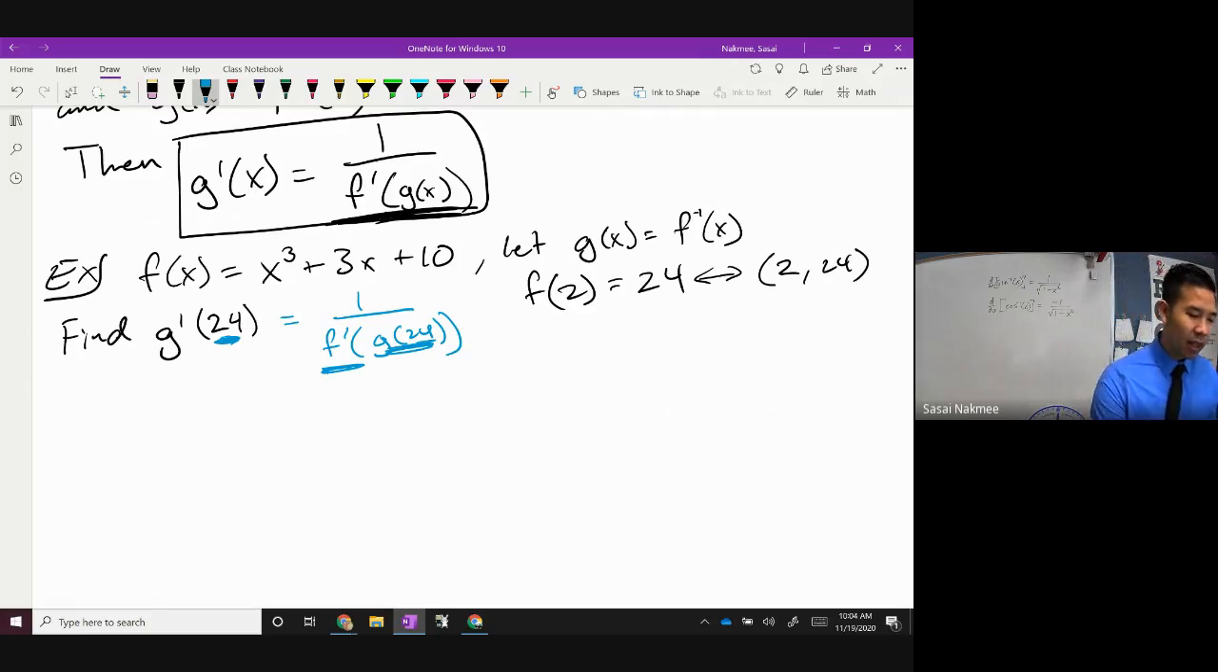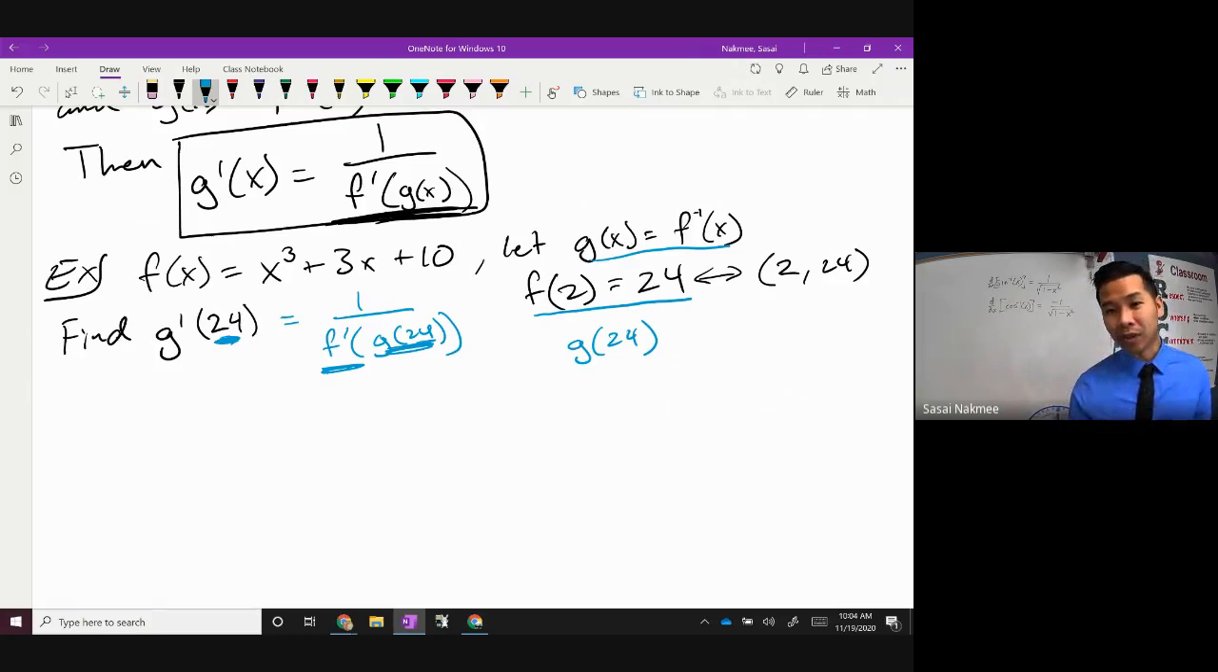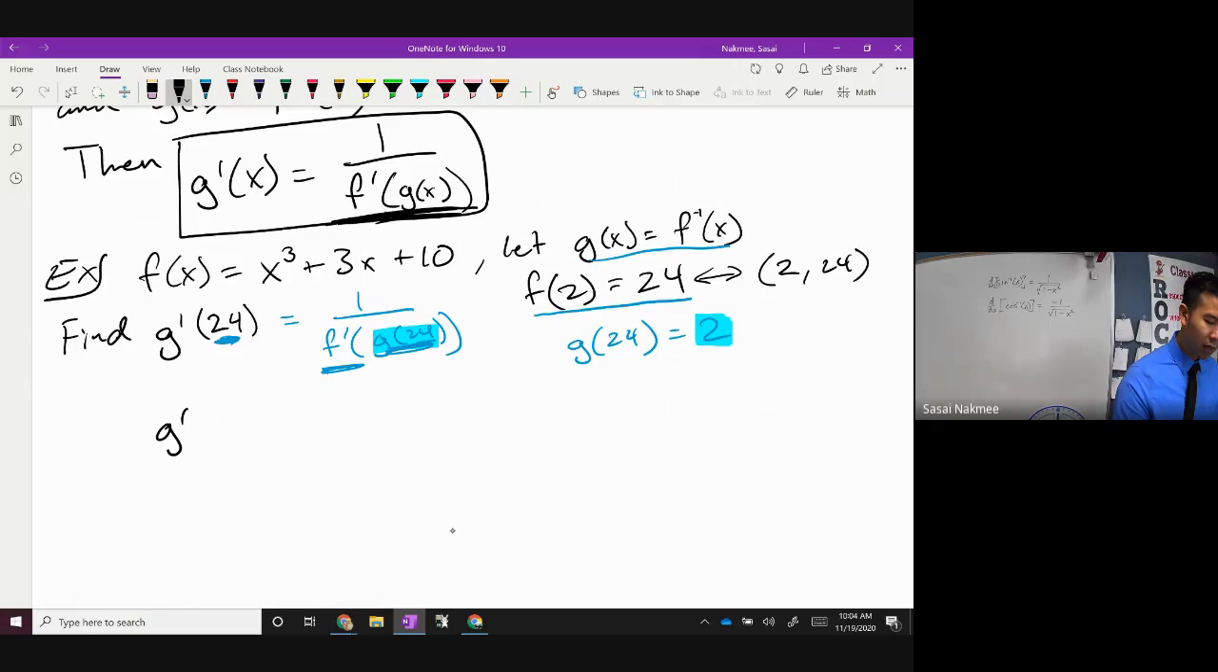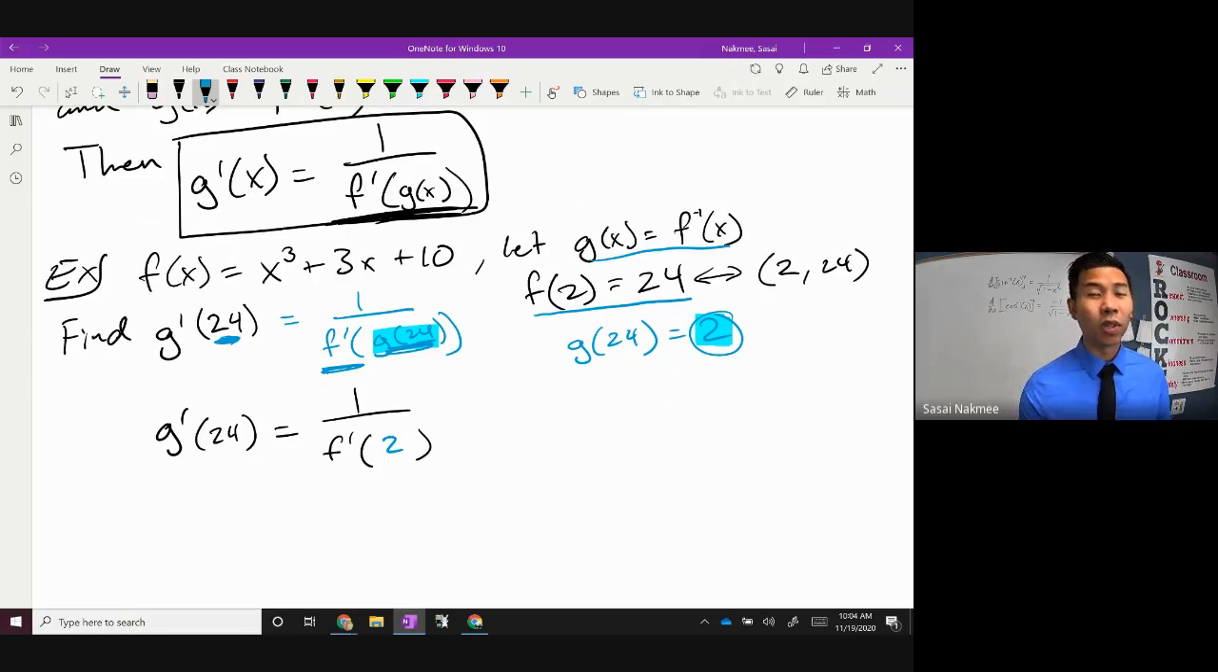So here's the deal. If you know that f of 2 is equal to 24, and you know that g of x is the inverse of that function, that means that g of 24 would just go backwards, and g of 24 is going to equal 2. That's the first thing you need to find out, and that's the first thing that gets plugged in here. Okay? So the derivative of the inverse function evaluated at 24 is going to equal 1 over the derivative of the original f function evaluated at 2. So I need to just plug 2 into the derivative of the original function.